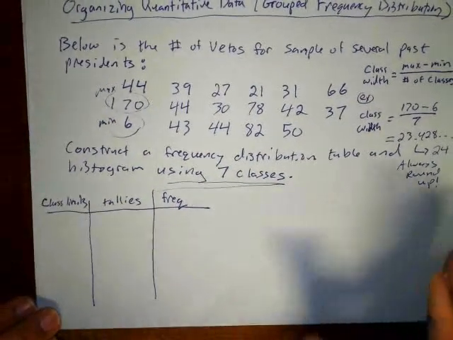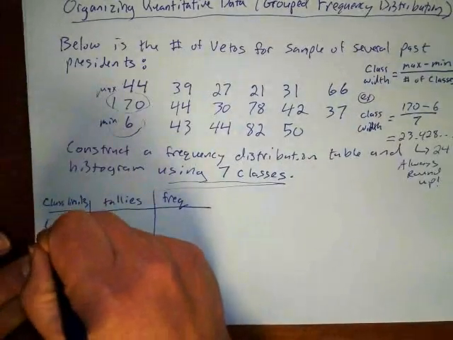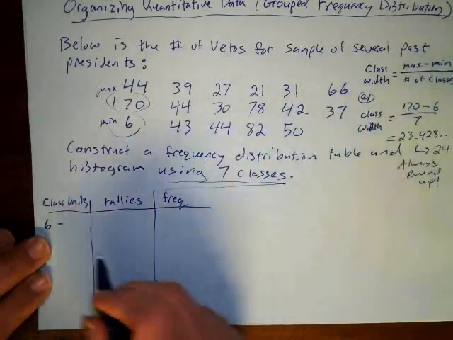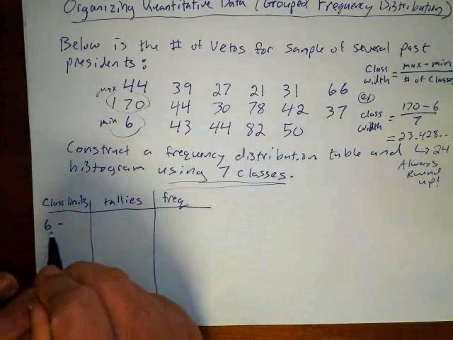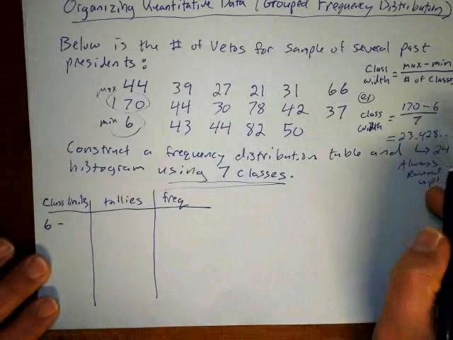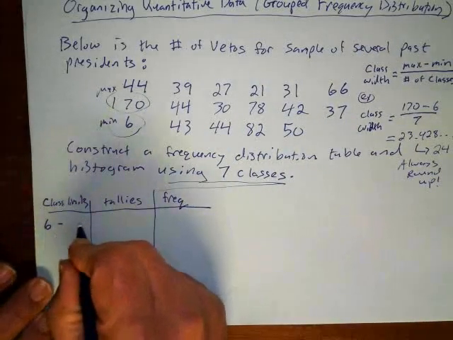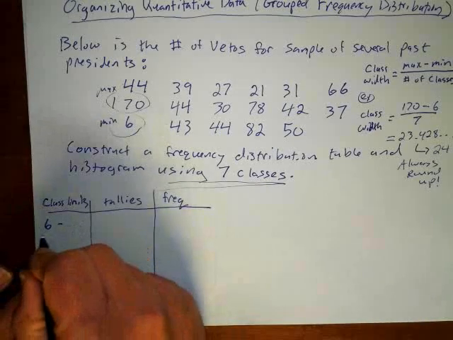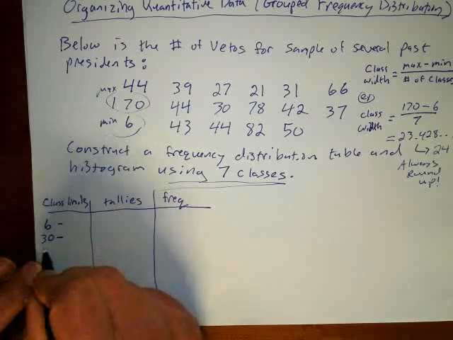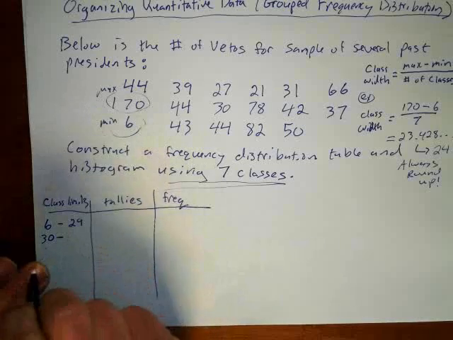Okay? So now I am going to start on the minimum value. And my class width here is 24. So I'm going to add 24 to 6. And now this is important here. When I add 24 to 6, I get 30. But that's not going to be my upper limit here. It's going to be the lower limit of the next class. This upper limit is going to be 29. It'll be one less than that.